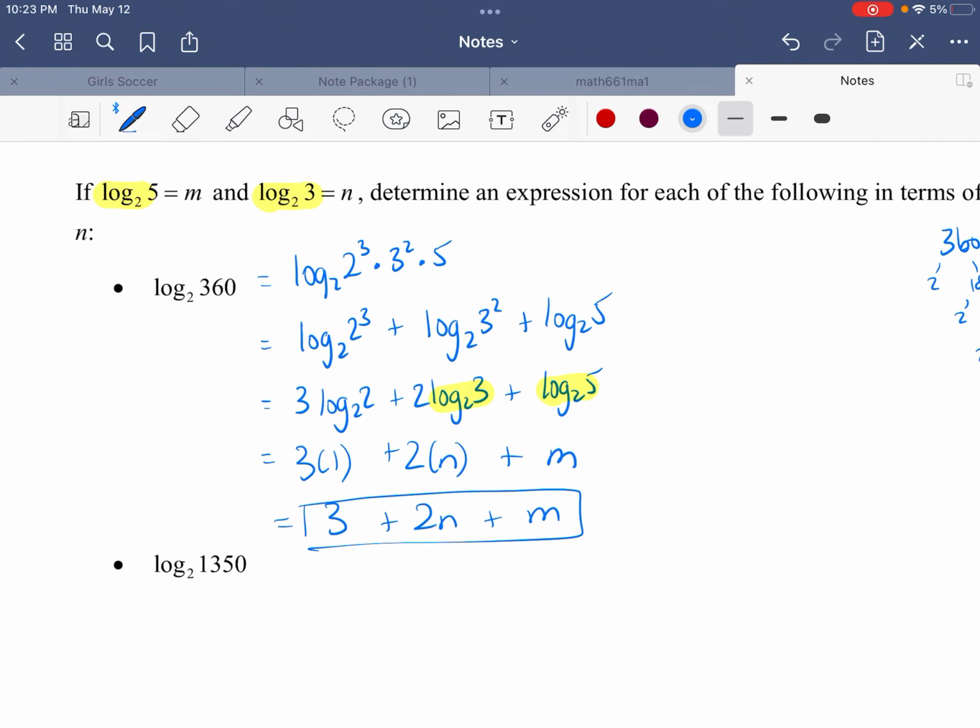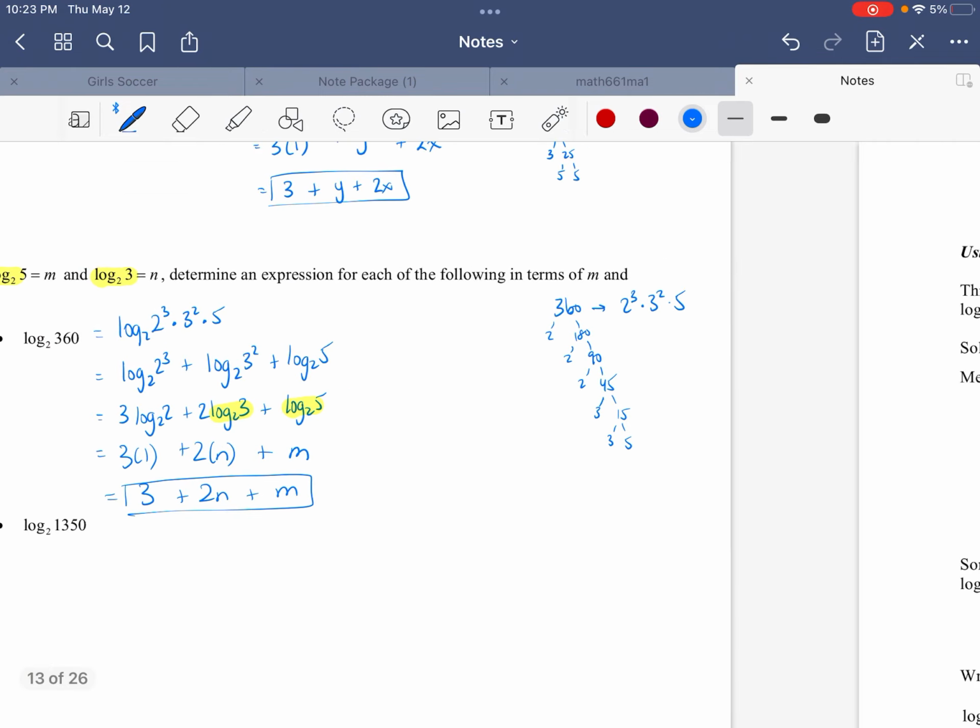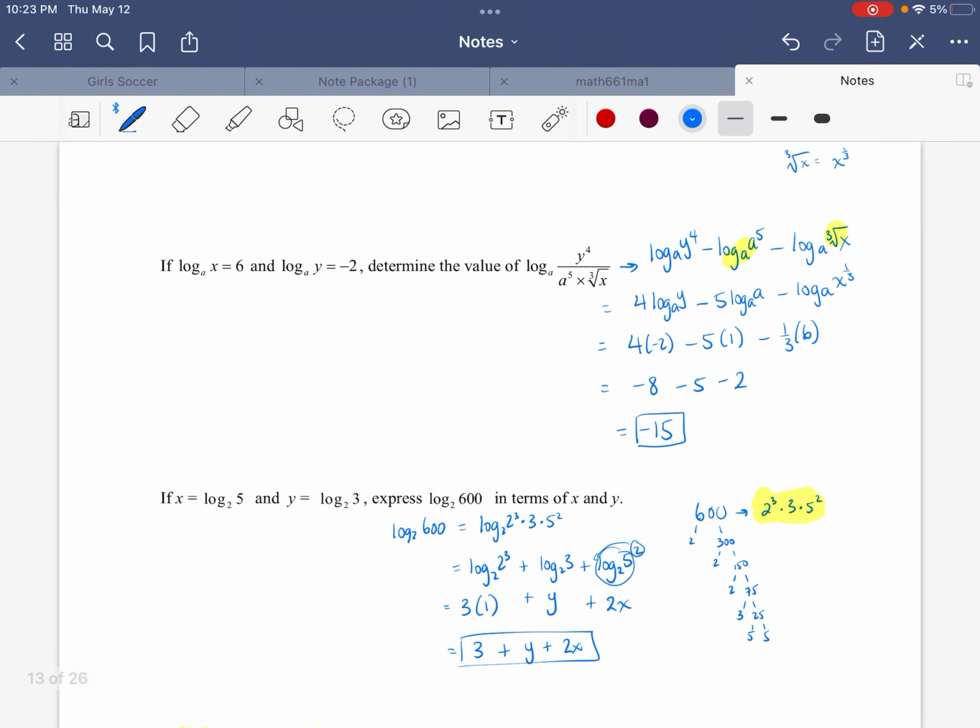Okay. I'm going to skip the next one. It's very similar to the one we just did. And that's it.